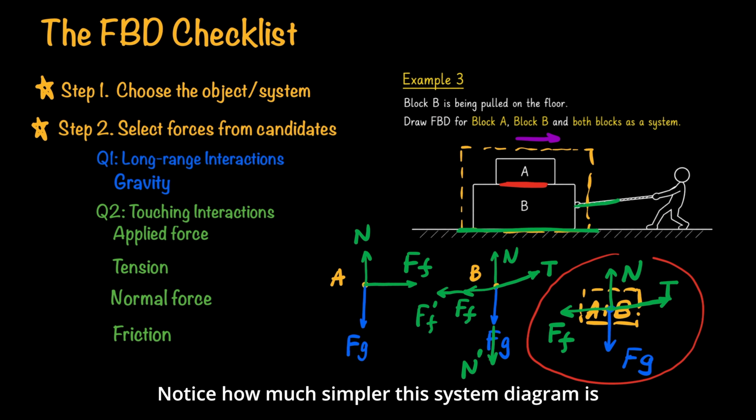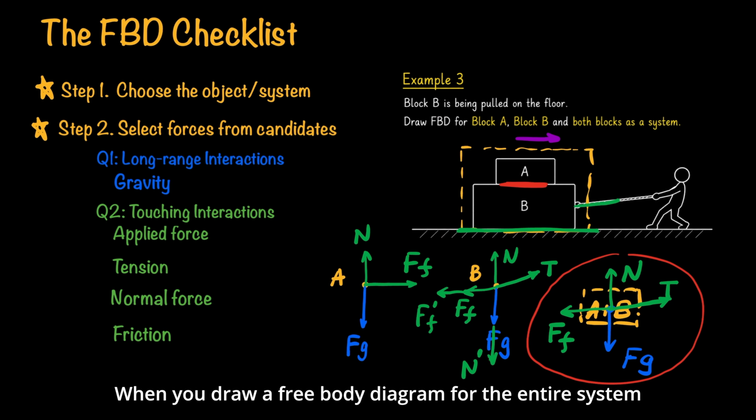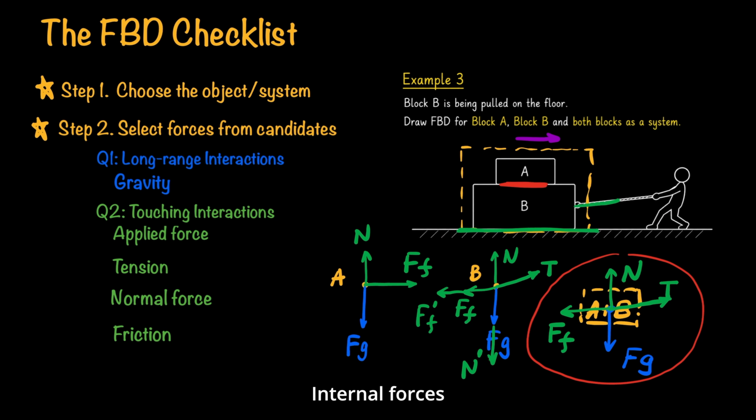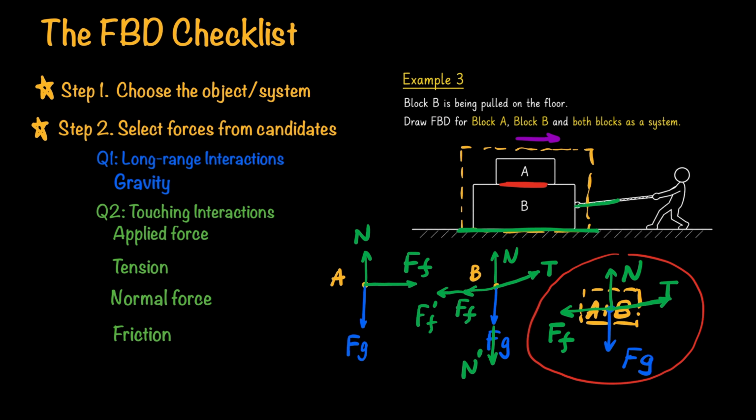Notice how much simpler this system diagram is. No normal force between the two blocks, no friction direction to figure out. Only the external forces remain. When a problem allows it, drawing a system free body diagram can make the rest of your work much easier. When you draw a free body diagram for the entire system, you only include forces from outside of the system. Internal forces stay inside the system, so we don't draw them. Draw only the interactions between your chosen object and the outside world.